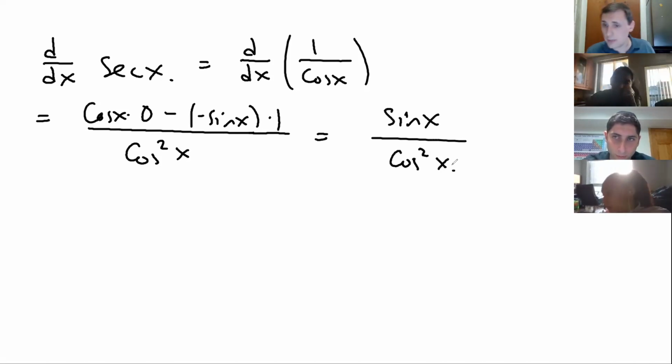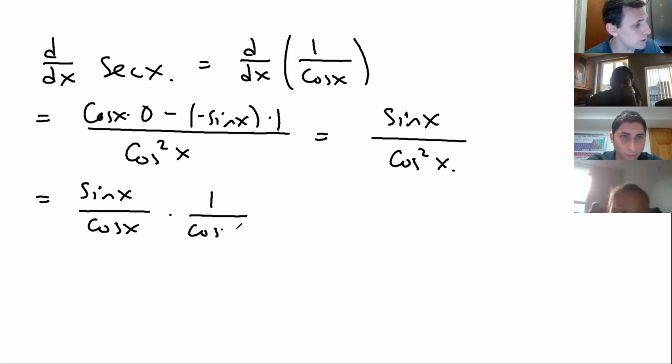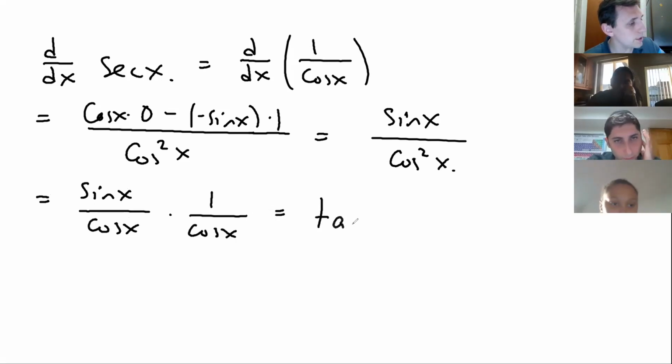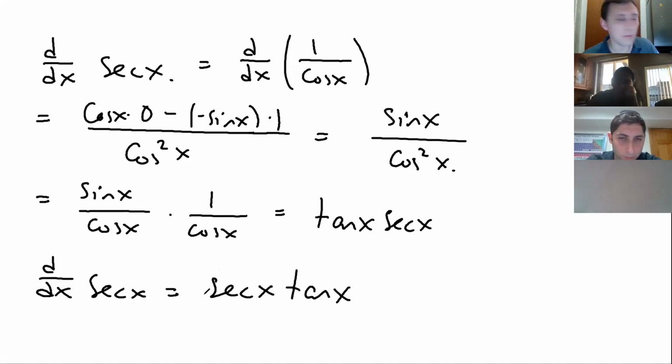And of course, we could leave it like this. It's nicer to make it more relatable to secant. So what we can do is say this is sine x over cosine x multiplied by 1 over cosine x, which is simply tangent x times secant x. And it's much nicer to say simply that the derivative of secant x is secant tangent. Easier to remember. Derivative of secant is secant tangent. Good?